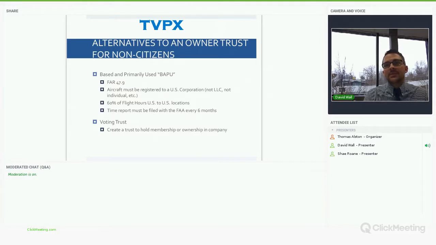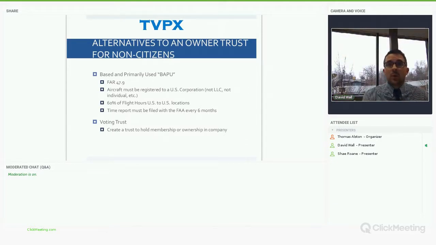It has to be a U.S. established corporation. So for a lot of entities, when they're looking at a foreign entity, when they're looking at the possibility of having an aircraft that they know is going to be based in the U.S. and primarily used in the U.S., they'll often look at this, but then as you're weighing the fees or costs incurred with setting up a U.S.